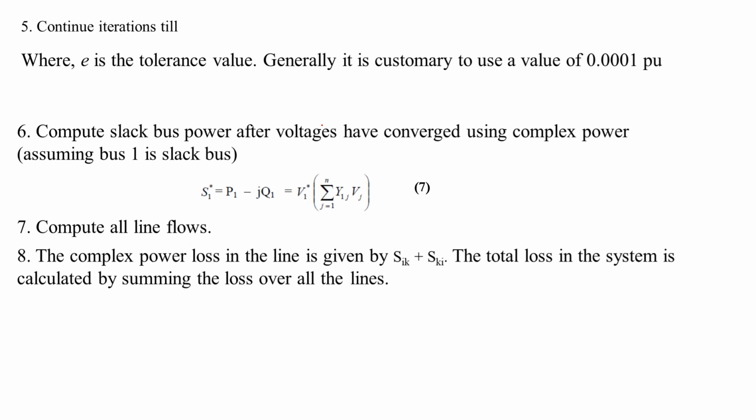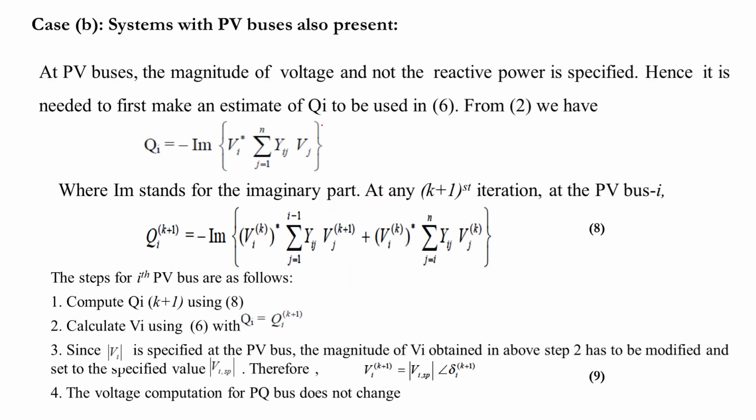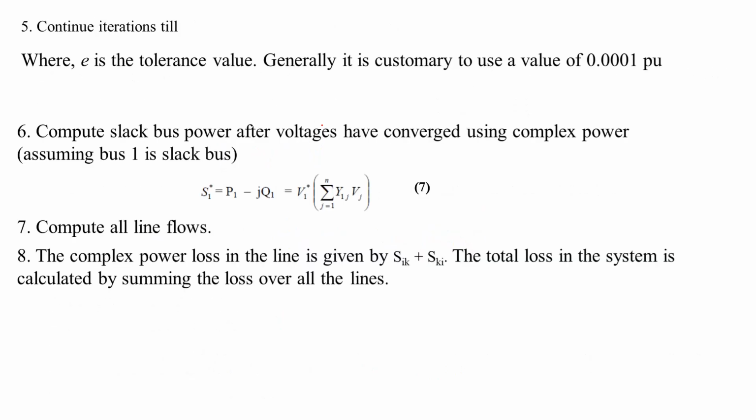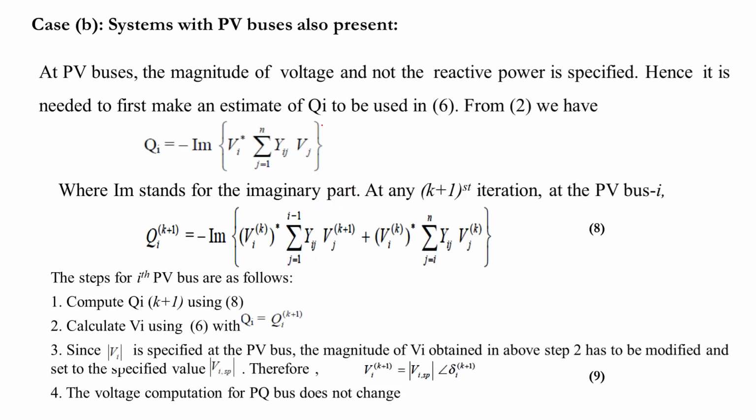Okay, and then computing all the line flows, the complex power loss in the line is given by Sik plus Ski. So total loss in the system is calculated by summing the losses over all lines. Okay, so how the algorithm will be represented, after completing all the cases, we will revisit.